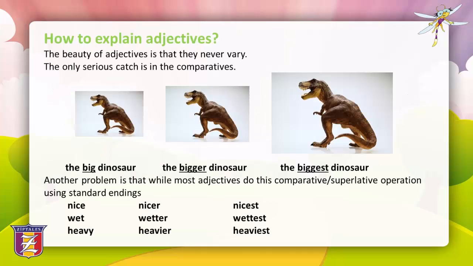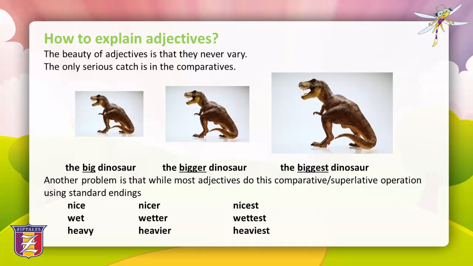How to explain adjectives. Once more, the list is endless. Descriptive, yellow or hot; comparative, better or taller; superlative, best, tallest, and so on. The beauty of adjectives is that they never vary. The only serious catch is in the comparatives. The big dinosaur, the bigger dinosaur, the biggest dinosaur.